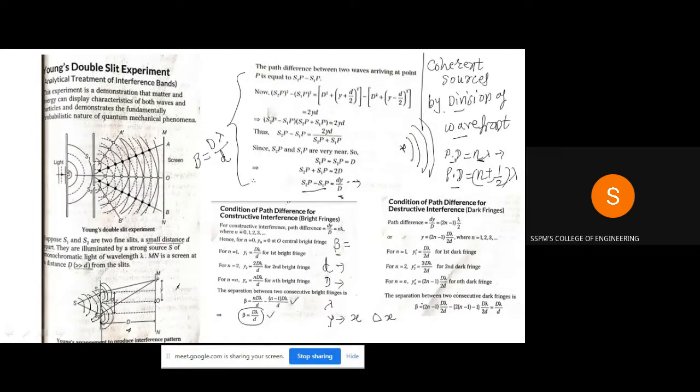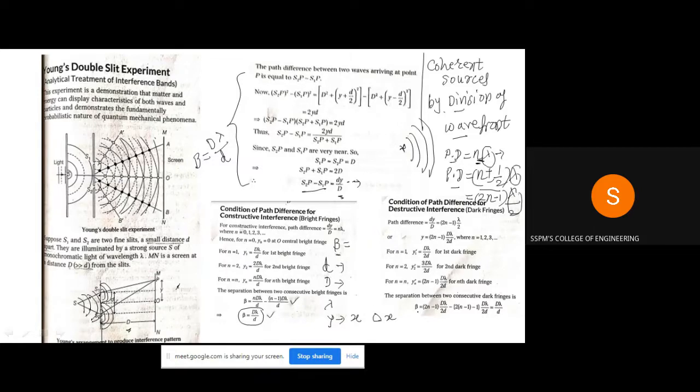Here n has to be substituted by n plus half, or you substitute it by (2n minus 1) into lambda by 2. So here lambda is common in all. Here also lambda.